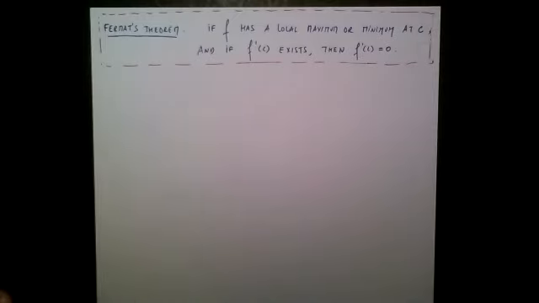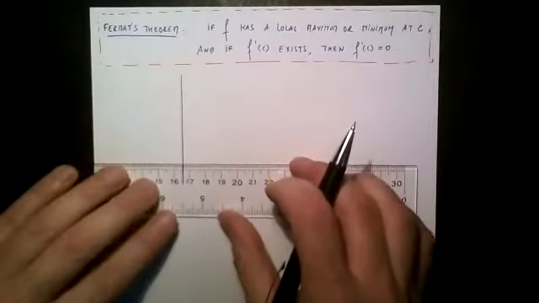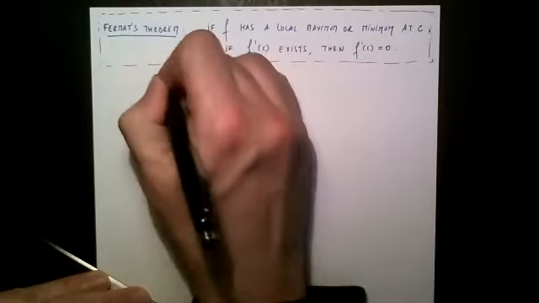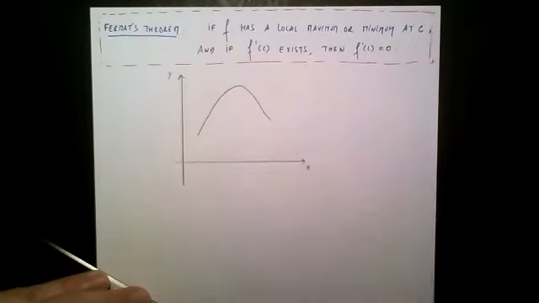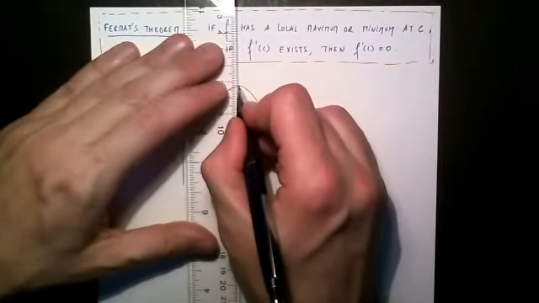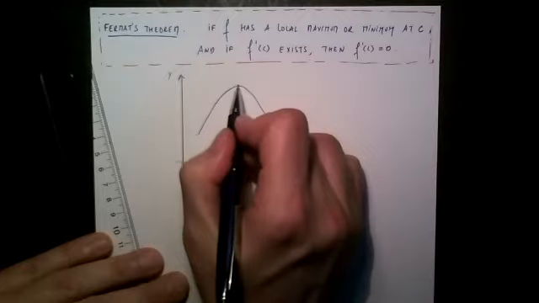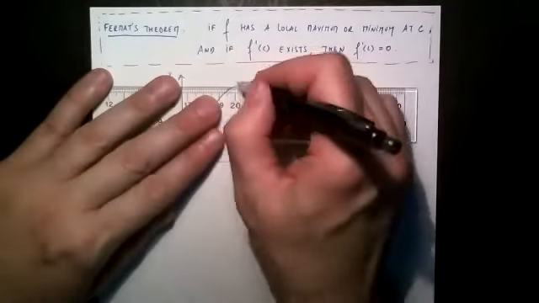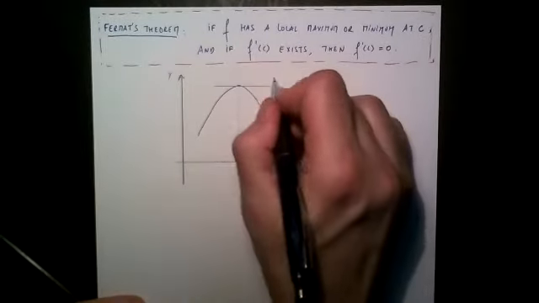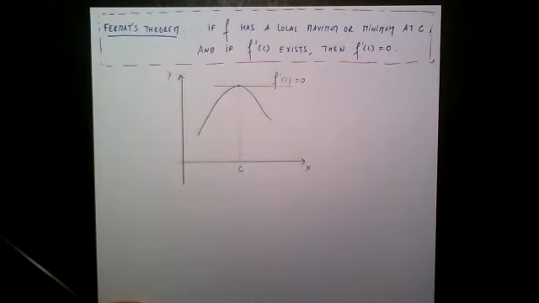So let me do a picture to explain what this means. If there is a maximum at c or a minimum, I just took a maximum in this case, and if the derivative exists here, then the slope of the derivative, basically f prime of c, will be 0. It'll be flat. Which makes sense in a picture.